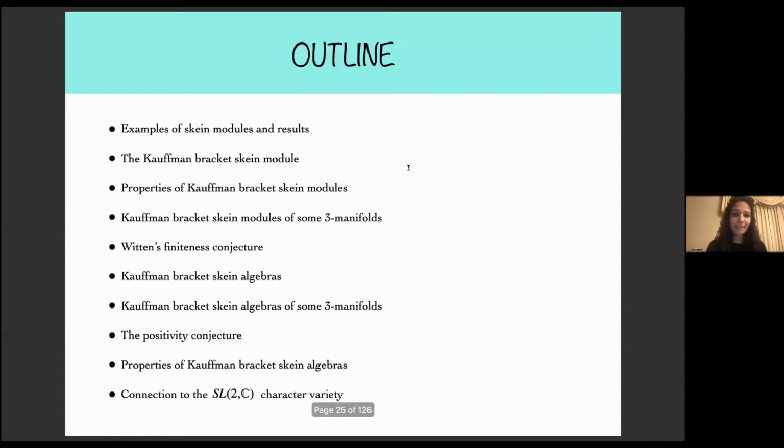So here's the outline for my talk. I'll begin by giving some basic examples of Skein modules, and I'll state some main results. But the bulk of my talk is going to be focused on the Kauffman bracket Skein module.